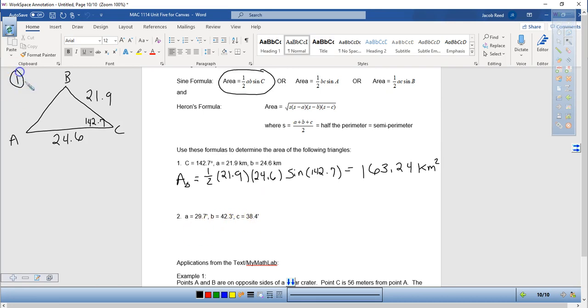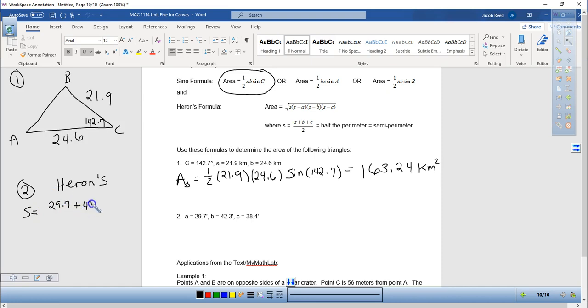This is for number 1. Number 2. Number 2, we're going to be using Heron's formula. Now, for Heron's formula, we've got to find the semi-perimeter, which is adding up the sides we're given.